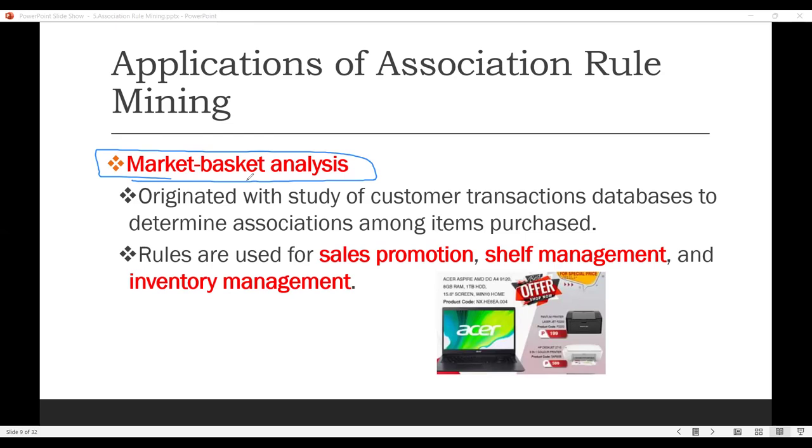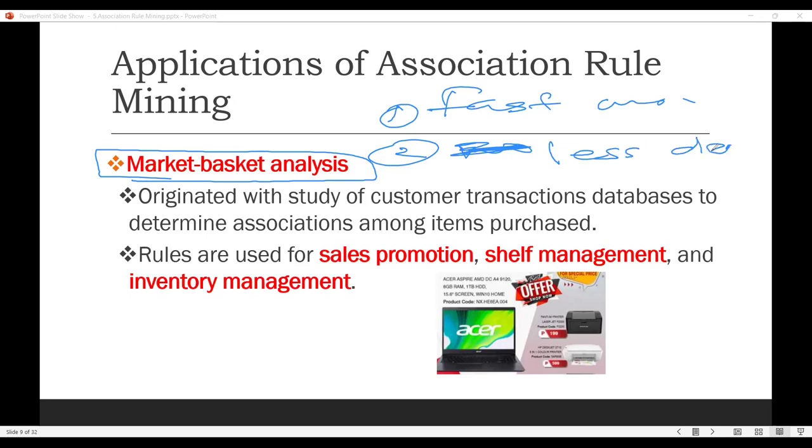For that type of thing, they apply this market basket analysis. They study the customer transactions. Based on the transactions, they know the fast moving items. Just tell me, you have two options. One type is fast moving items. Another type is very low demand items, less demand items.